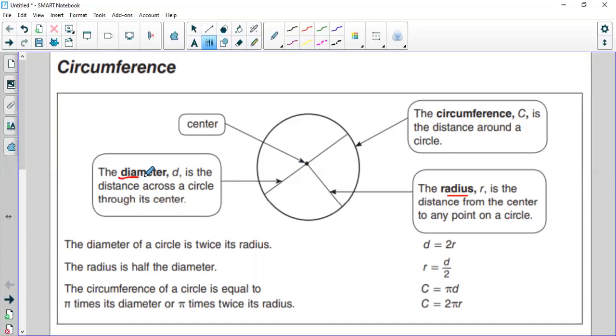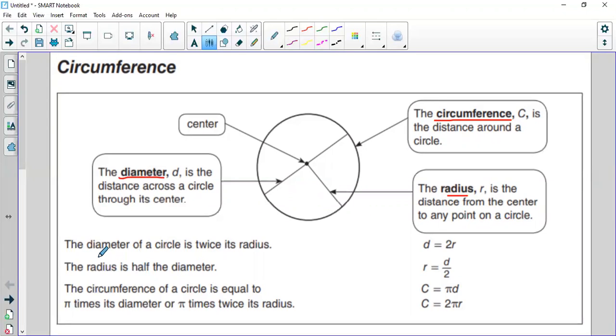So obviously, or hopefully obviously, one diameter is two radii put together, radii being the plural of radius. And last but not least, the distance around the circle. We used to call that perimeter for polygons, but now for a circle, they call that circumference. The circumference is the distance around the circle. It's just like perimeter, but they have a special name for it for a circle.